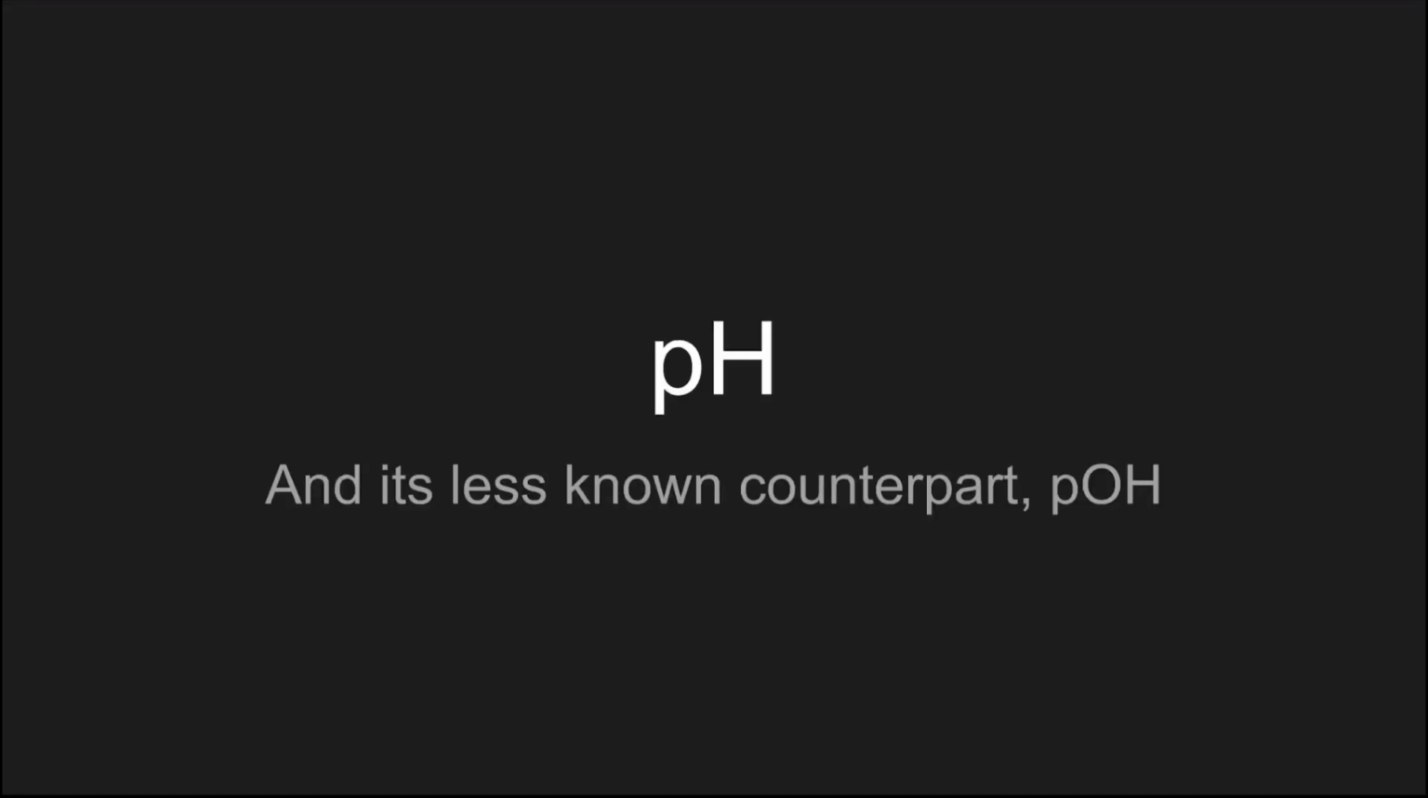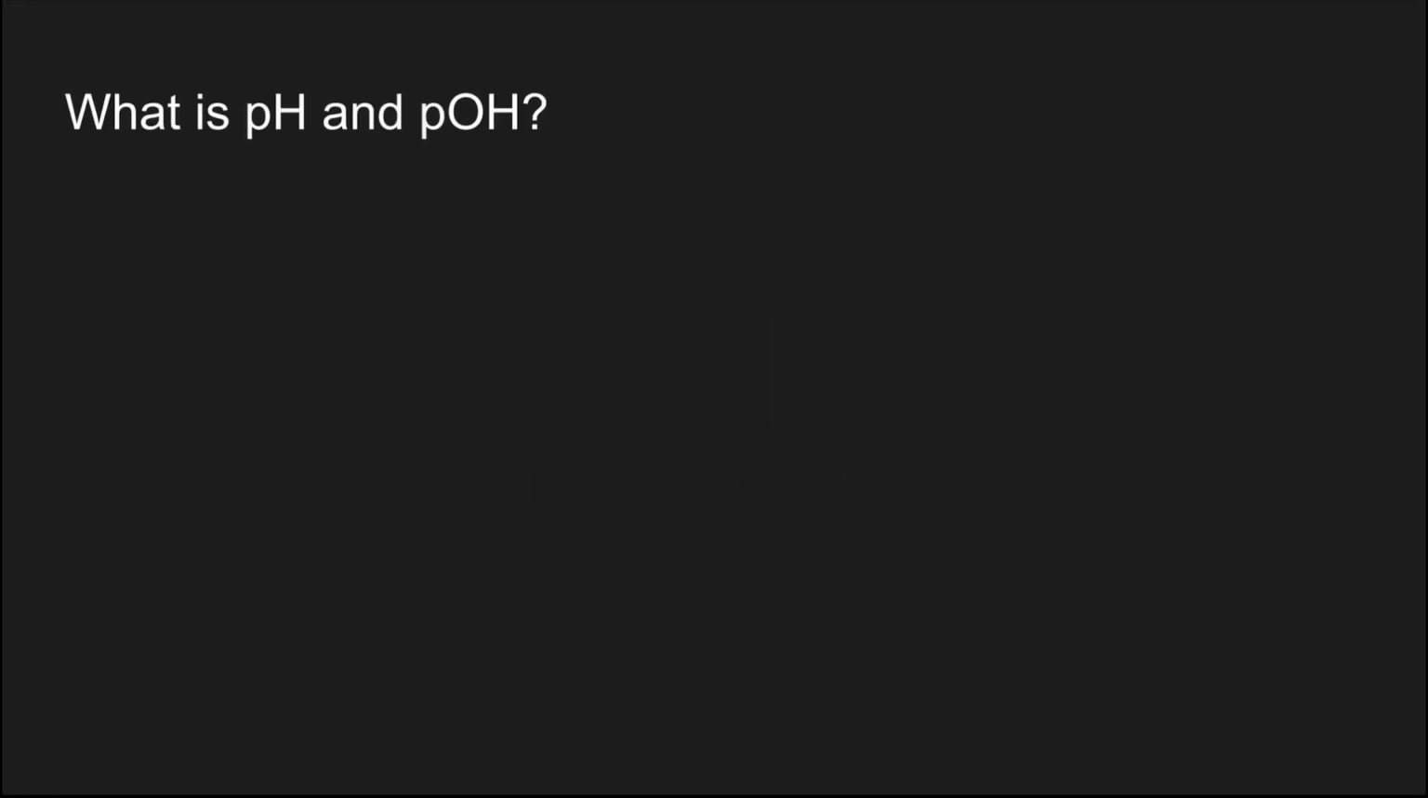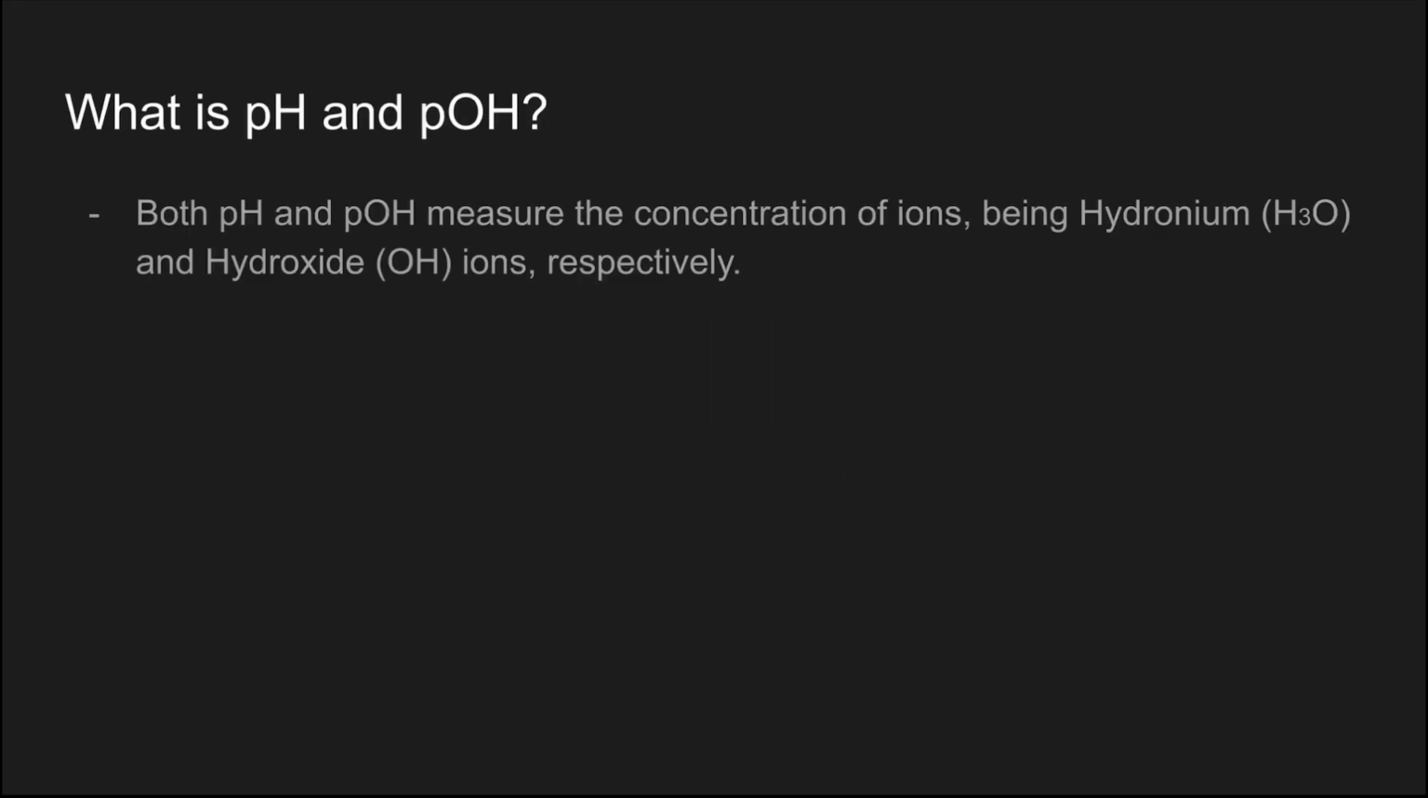Today we'll be talking about pH and its counterpart, pOH. So first off, what is pH and pOH? Well, both pH and pOH measure the concentration of ions in a solution. Those ions being hydronium, which is H3O, and hydroxide, OH. We typically know this concentration of ions as acidity.